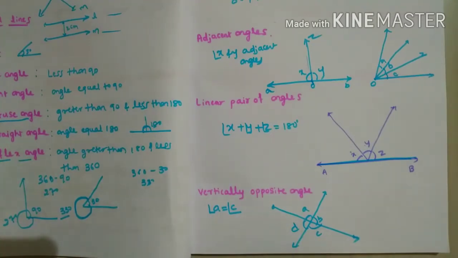When two lines are intersecting, that time we are going to get two pairs of opposite angles. Those are called the vertically opposite angles. Here A and C, and B is equal to D. These two are also vertically opposite angles.